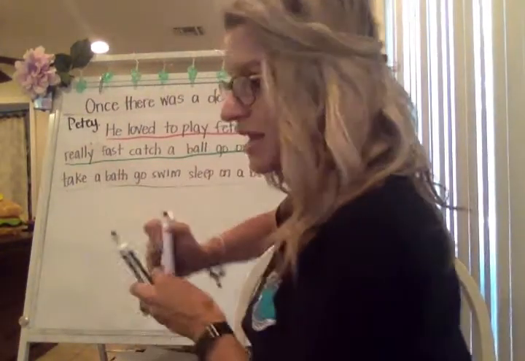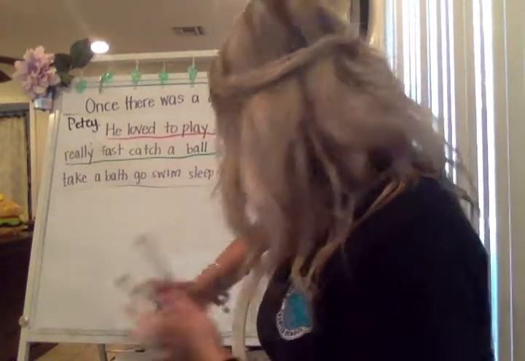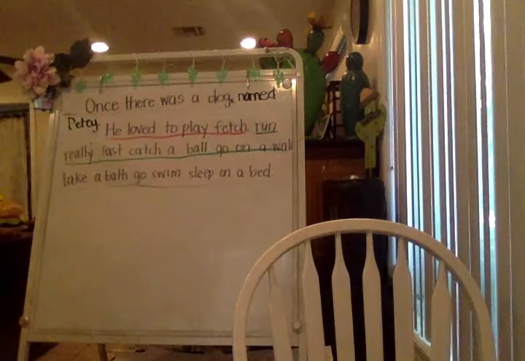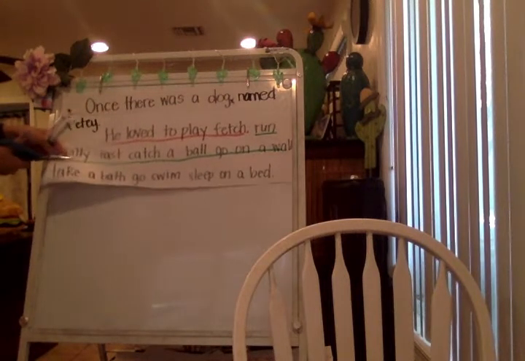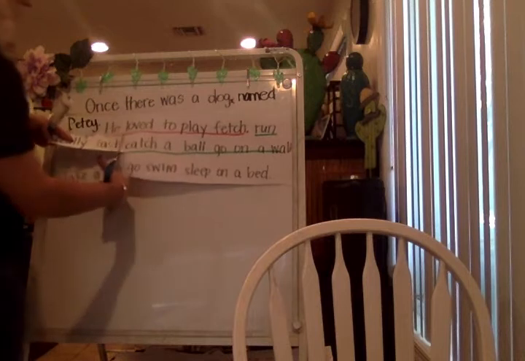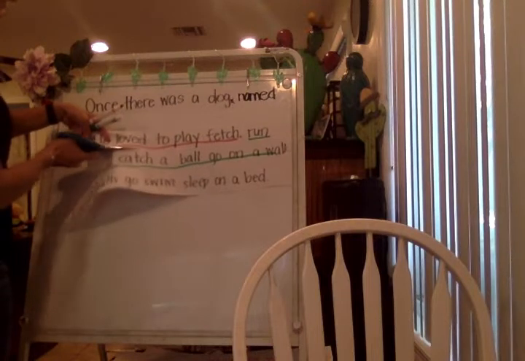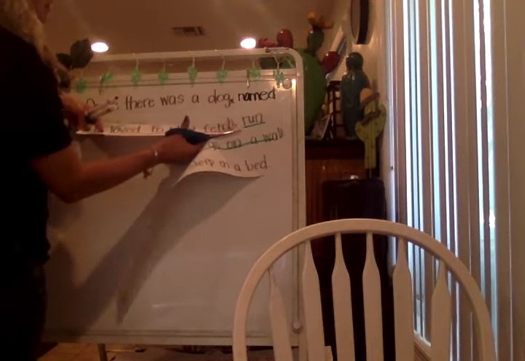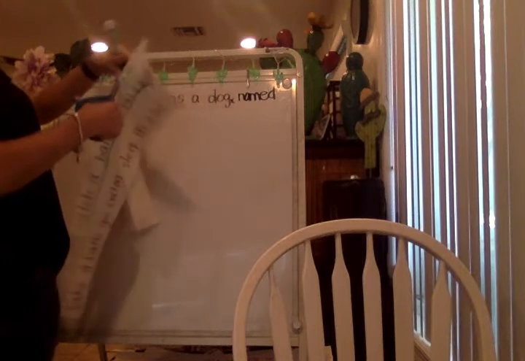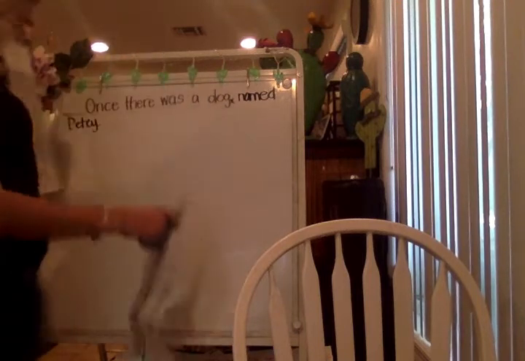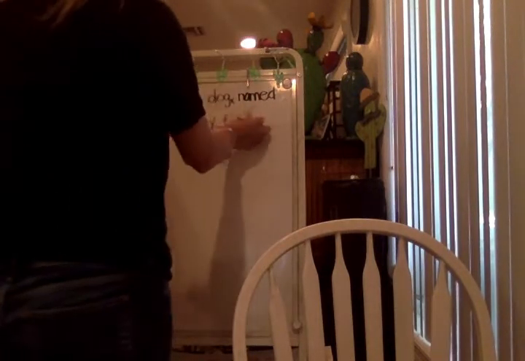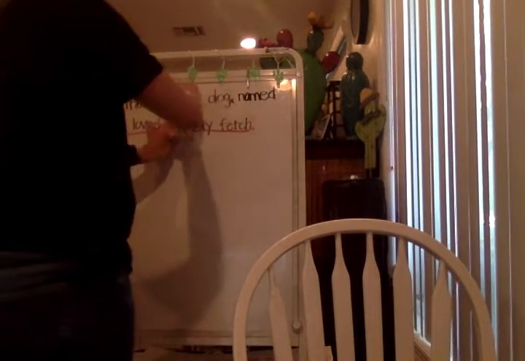So we're going to break that up, and I actually have some scissors. We can cut that part off. Goodbye to that part. Hello, where are you, scissors? Here we go. All right, so we're going to cut this off. So another idea of what Petey likes to do is he likes to run really fast. So we're going to make a sentence that says that he runs really fast. We're not going to keep on just keeping with that little tiny bit. We're going to add some more information. So once there was a dog named Petey. He loved to play fetch.